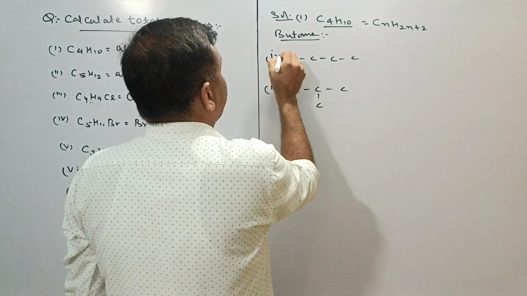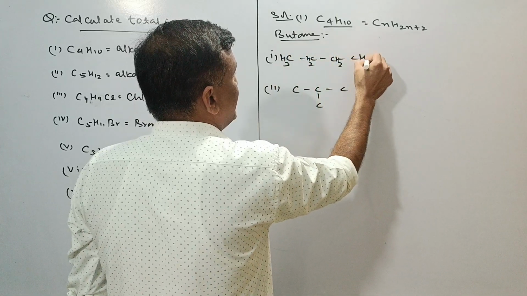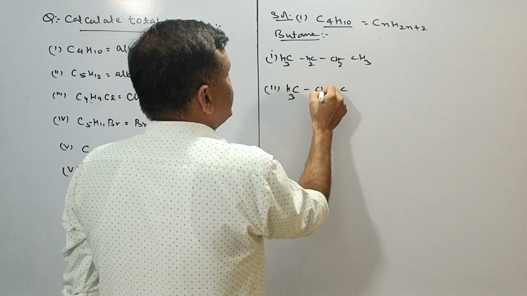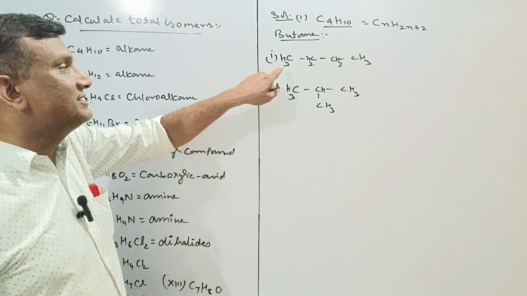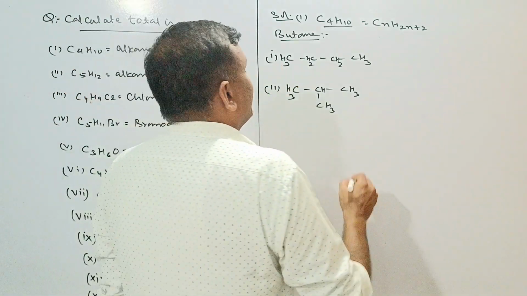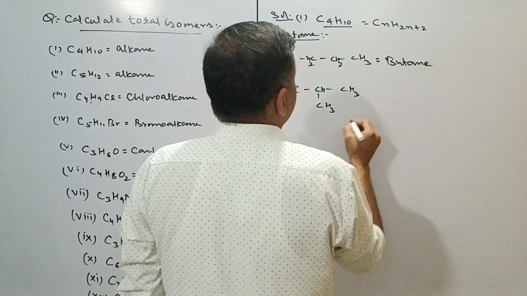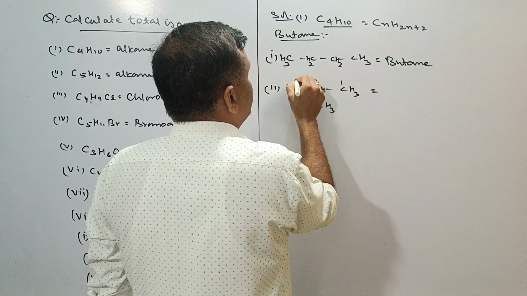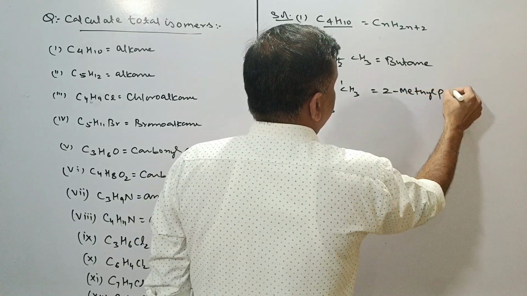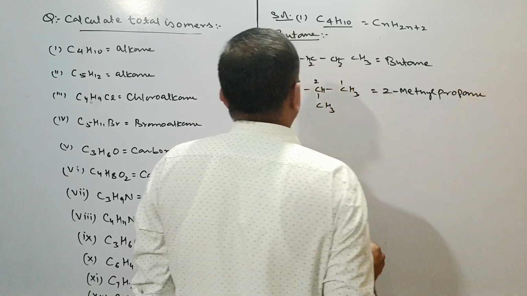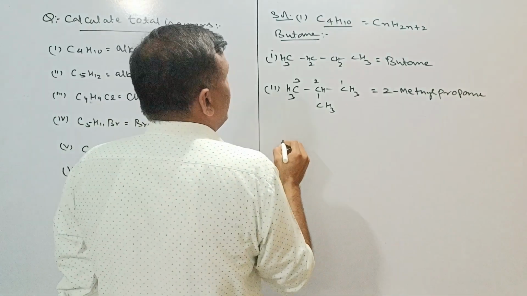On balancing, here will be CH3, CH2, CH2 and CH3. And this is CH3, CH, CH3 and CH3. Generally these are known as n-butane and isobutane, but the IUPAC names will be butane for this, and 2-methylpropane for the other. Regarding the first question, now I would like to go with the second question.